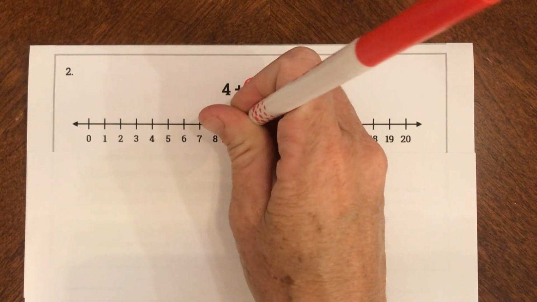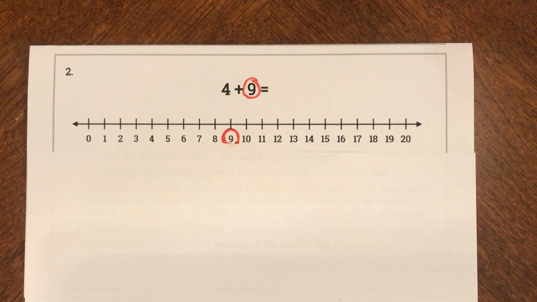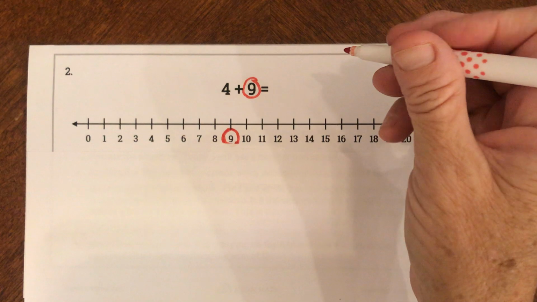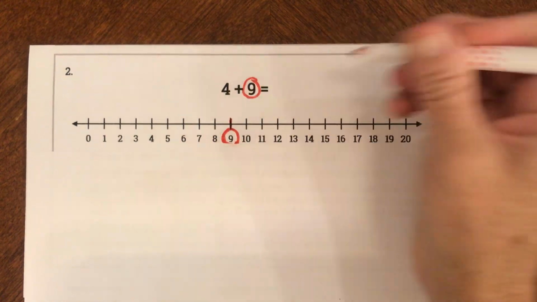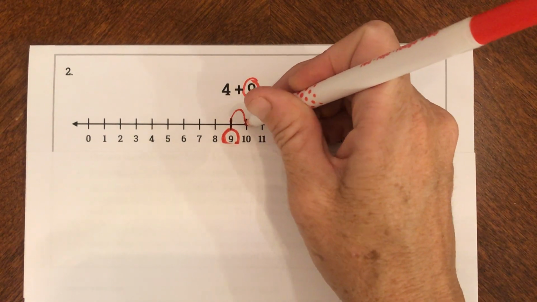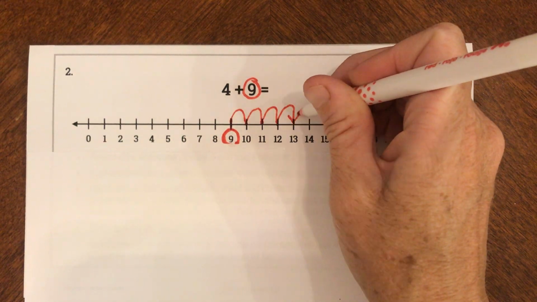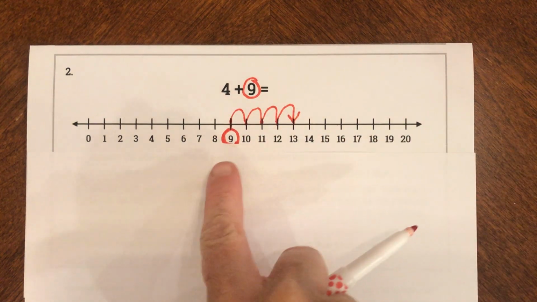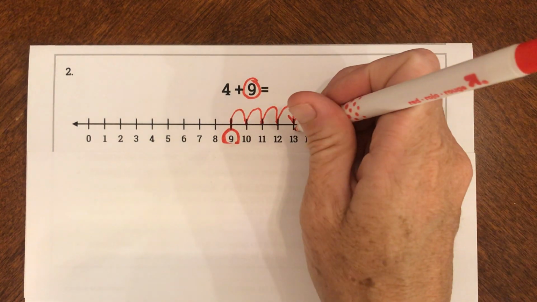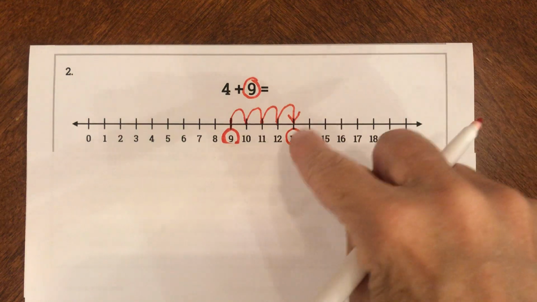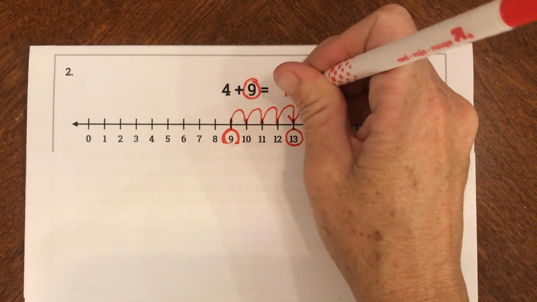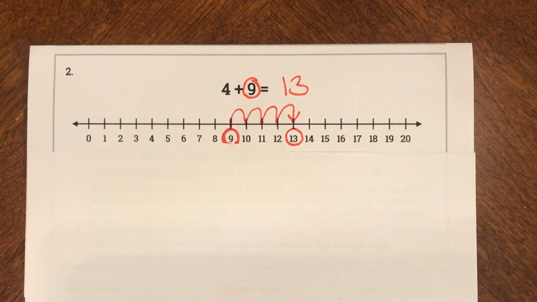And I find 9. Okay, so I have 9 to start with, and they want me to add 4 to it. I'm going to add 4, which means I'm going to make 4 jumps. Ready? So I start at the 9, and I'm going to go 1 jump, 2, 3, 4. I jumped 4 times. I added 4. What did I end up with, friends? 13. So my answer is 13.